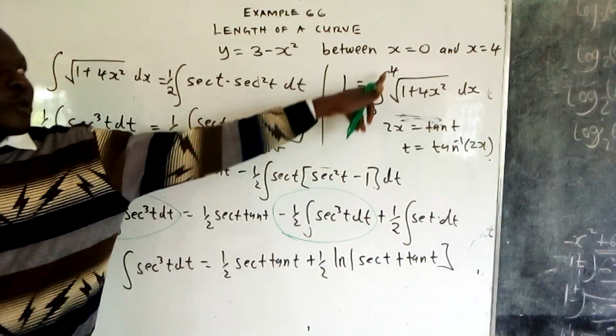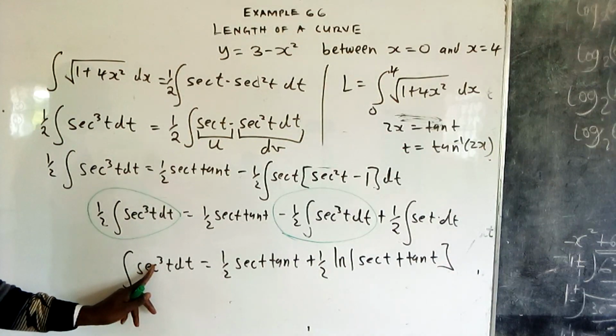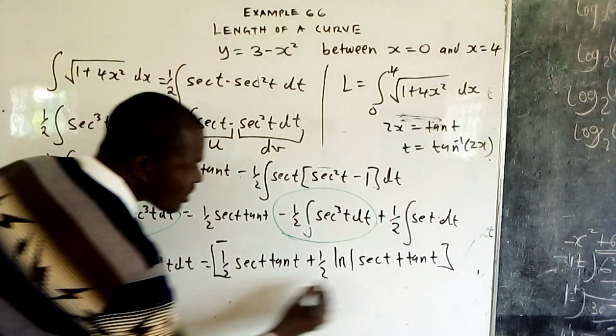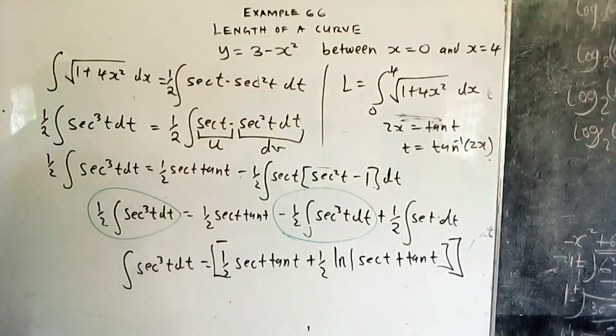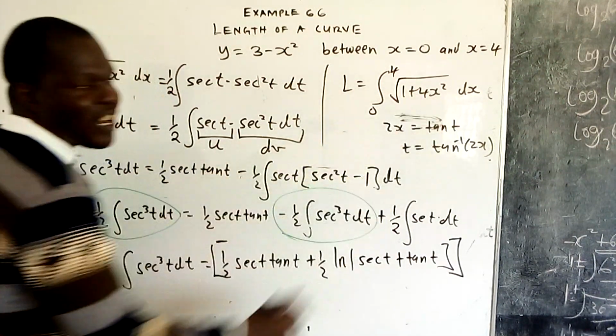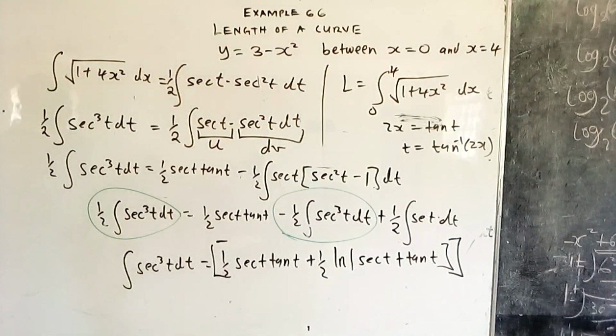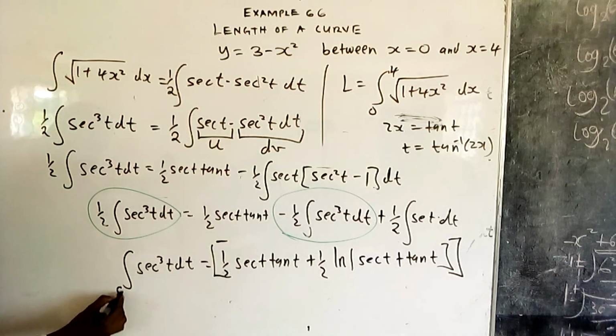The limits of x was from 0 to 4. Are we together? You leave it like this, but now you change the limits. So we now want the limits of this integral. When x is 0, what is t? Meaning 2 times 0 is 0, equal to tan t. So t is tan inverse of 0, which is 0. So the lower limit of that is 0.